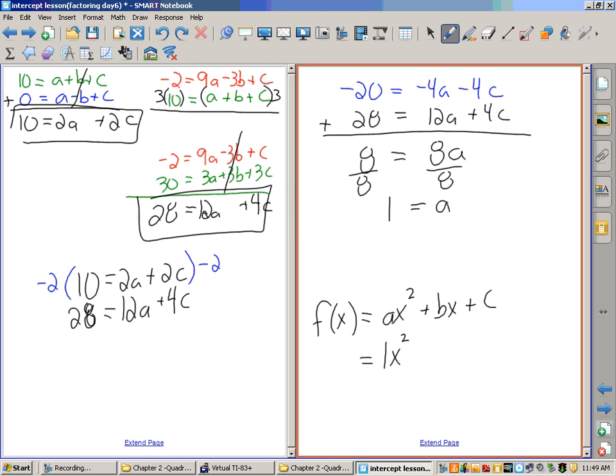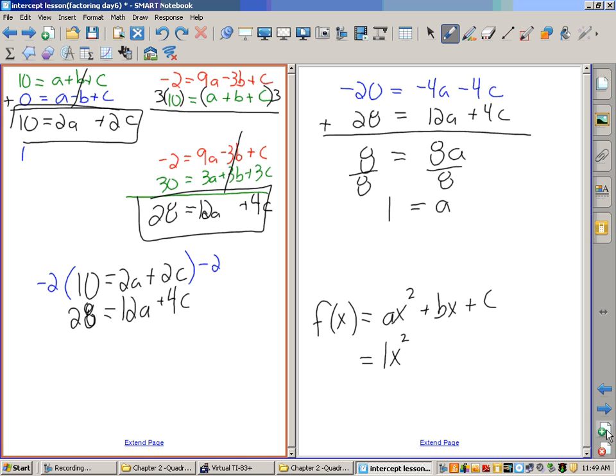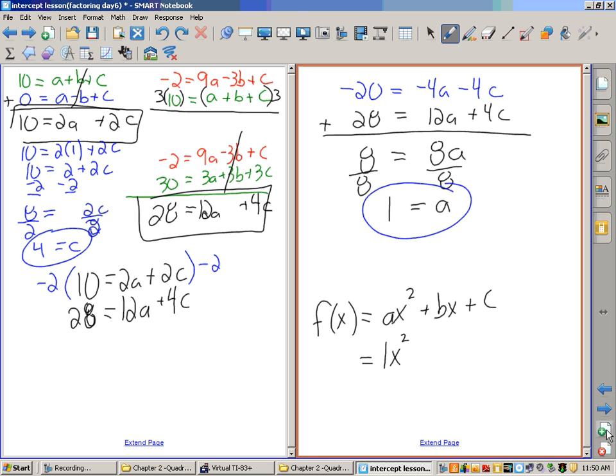Which one would be the next easiest to find? C. Okay, I can find C. I can plug it into either one of these equations right over here. If I plug that A in right here, I have 10 equals 2 times 1 plus 2C. So I got 10 equals 2 plus 2C. Shelby, that's probably one place it would have been easier if I would have eliminated those 2's. Divide by 2, and I got C is 4. Yeah. All right, so I just found C, I got A.